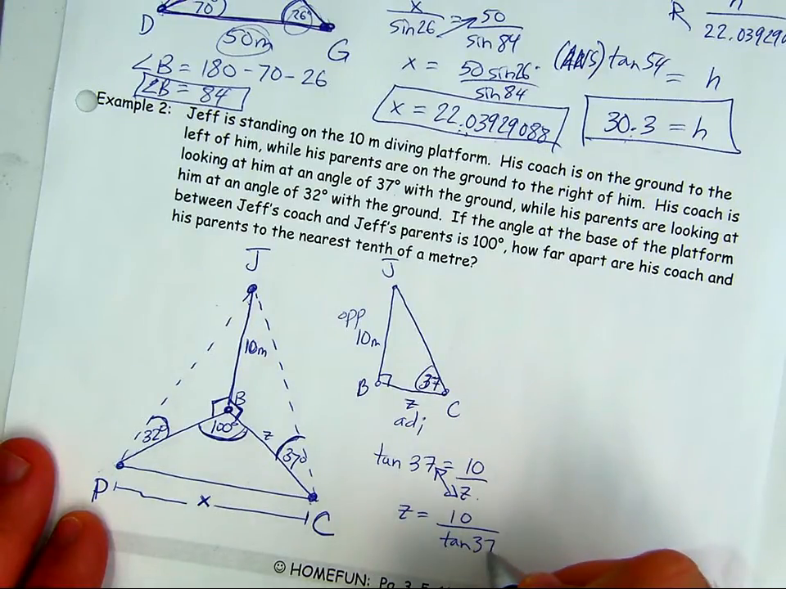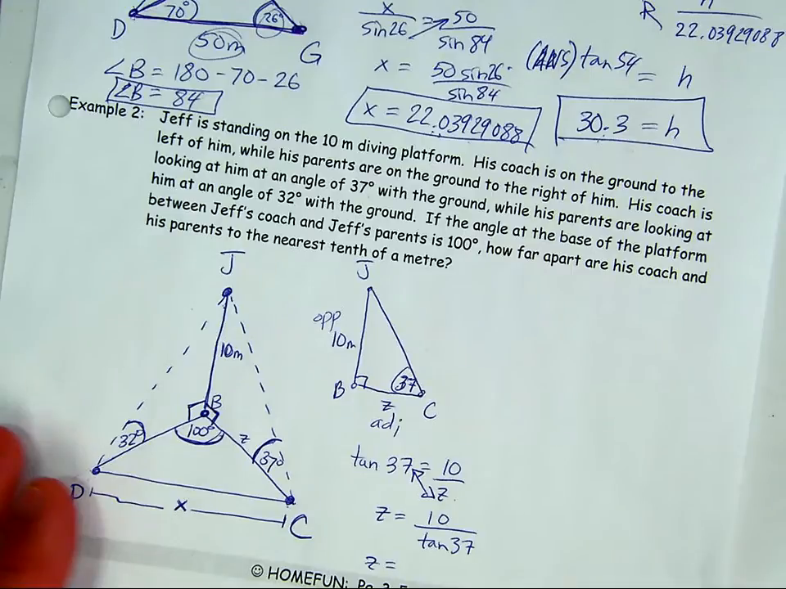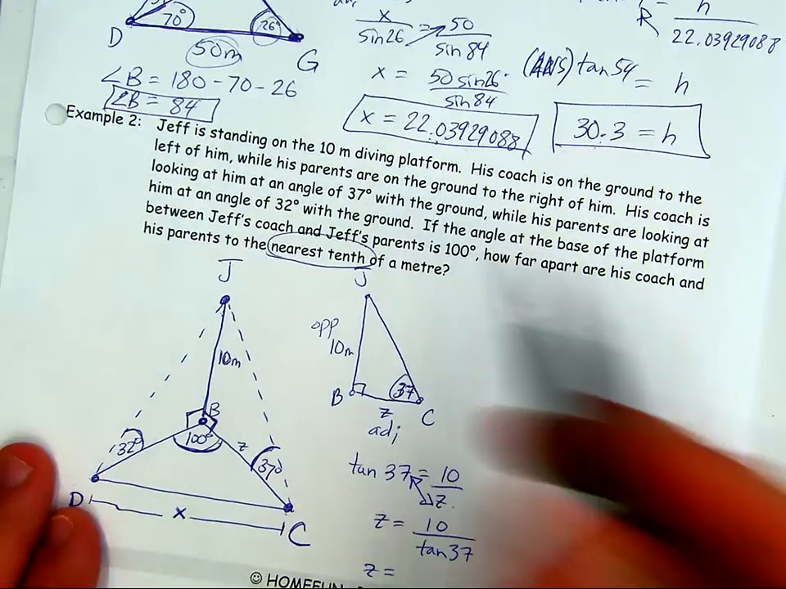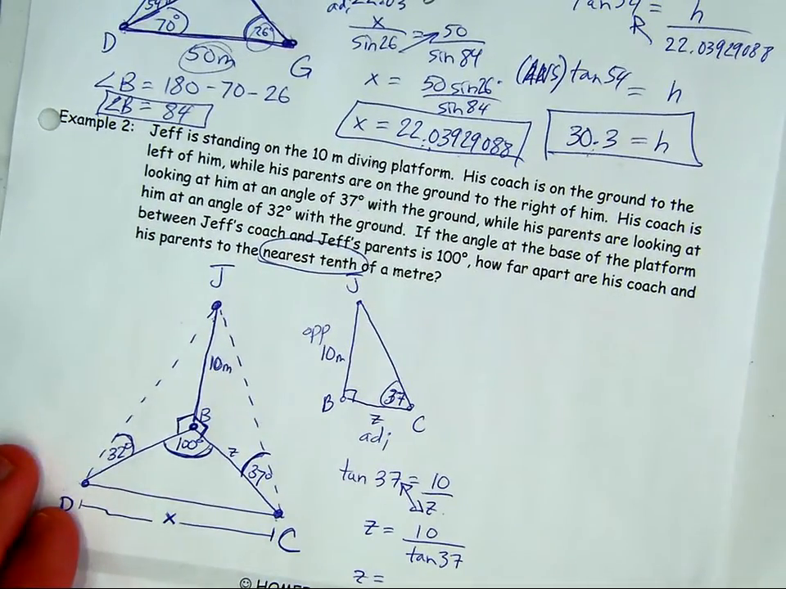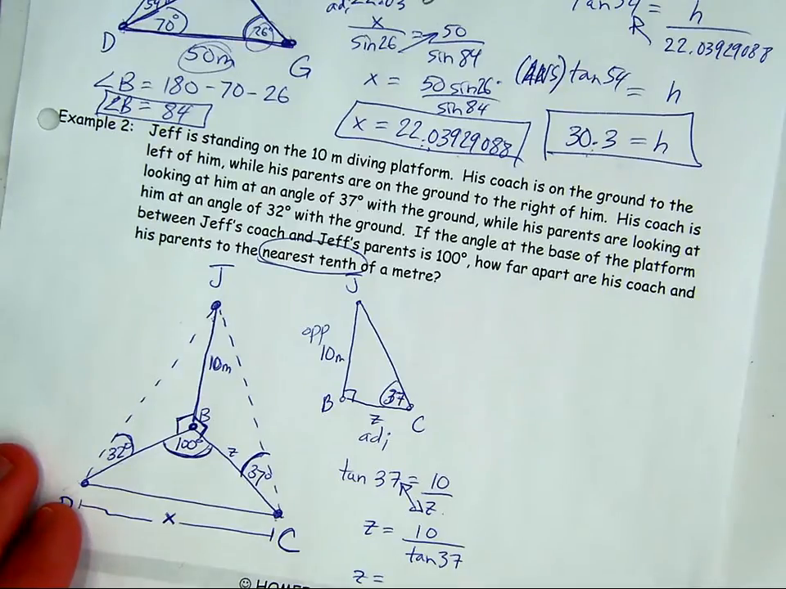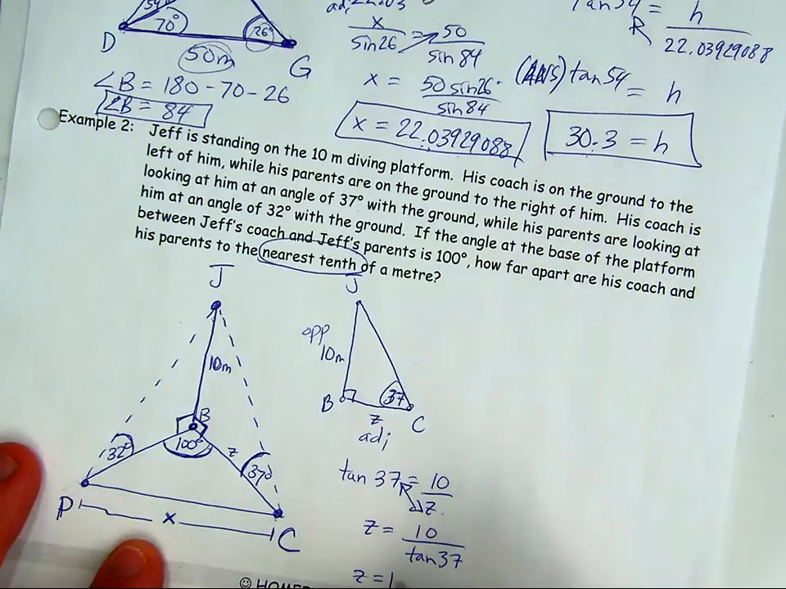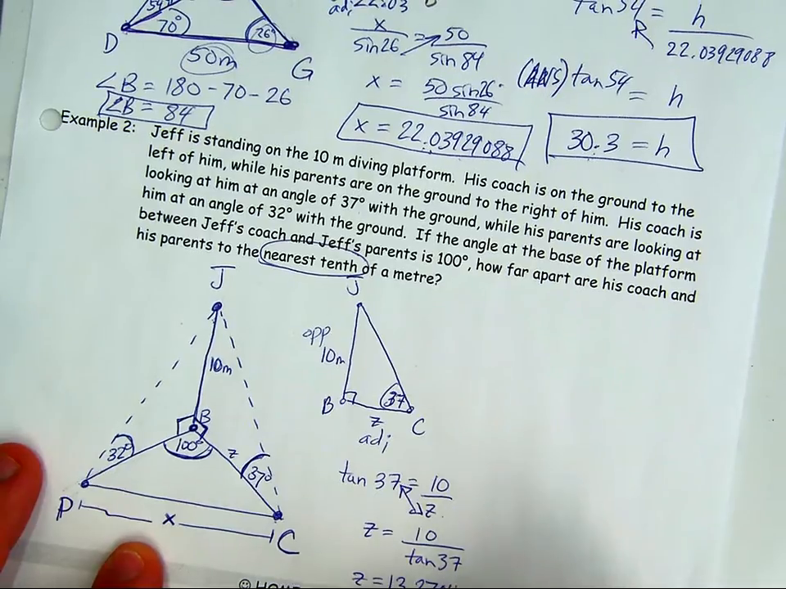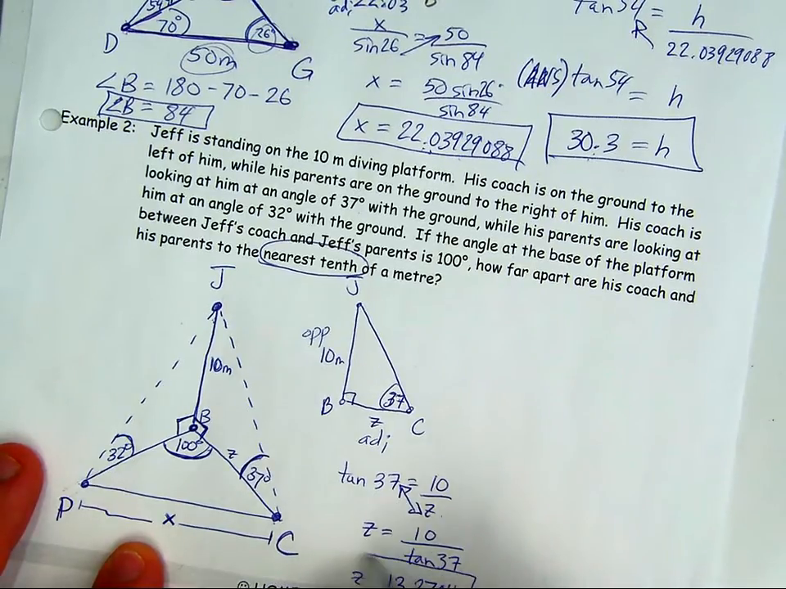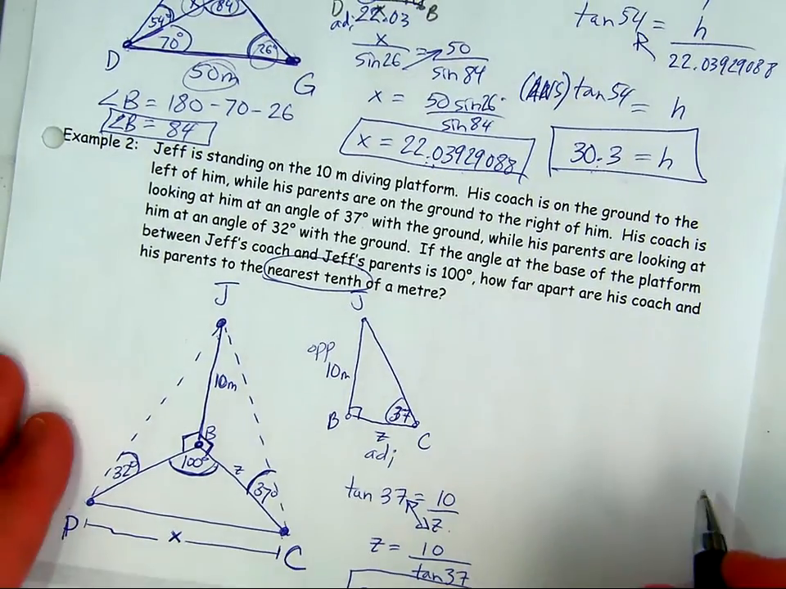So Z is going to be equal to, now they want our final answer to the nearest tenth of a meter, but remember what I told you, try not to round until the very end. So this is going to be 10 divided by tan of 37, and I get roughly 13.2704. We'll keep that many decimal places. Okay, so we know what Z is equal to.